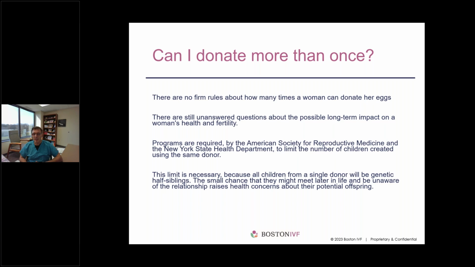They don't want a donor to donate more than 5 times or to create more than 5 children, because of the fear, number one, that those kids might meet in the future, not knowing that they're related. They may have a romantic relationship, they may get married, they may have children that may lead to increased health concern in potential offspring, etc. So for this reason, there is a statistical calculation that we use to try to limit the number of children which are created using the same donor.